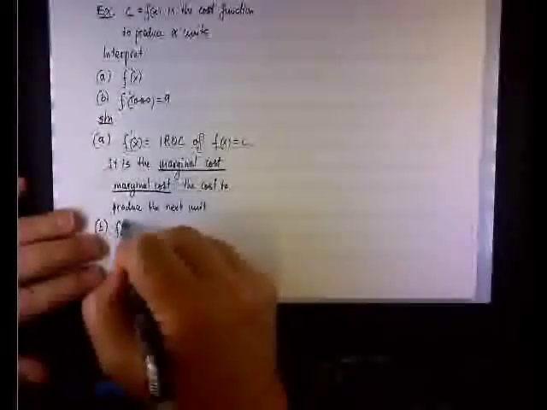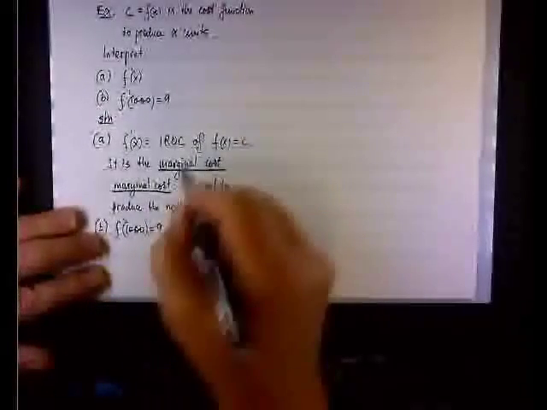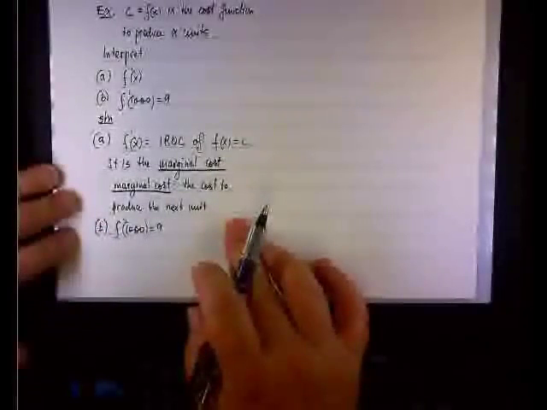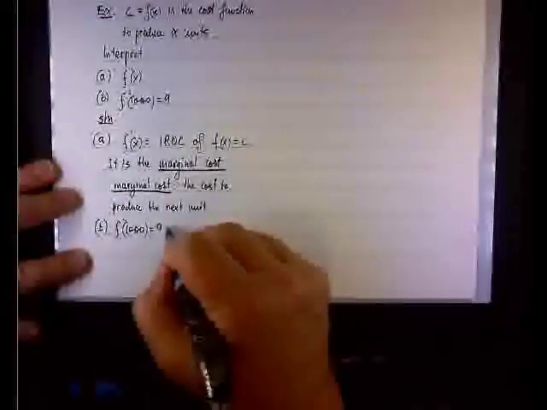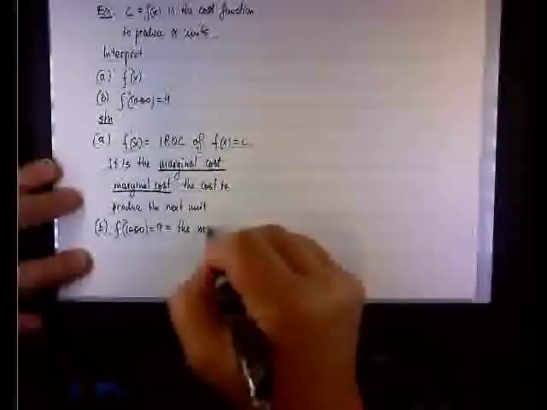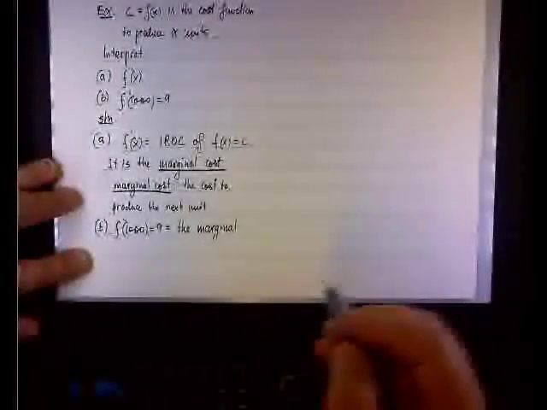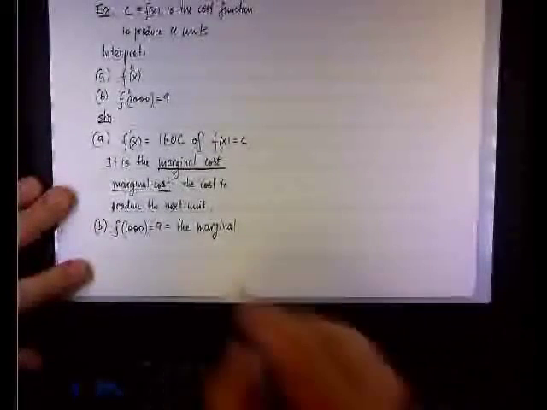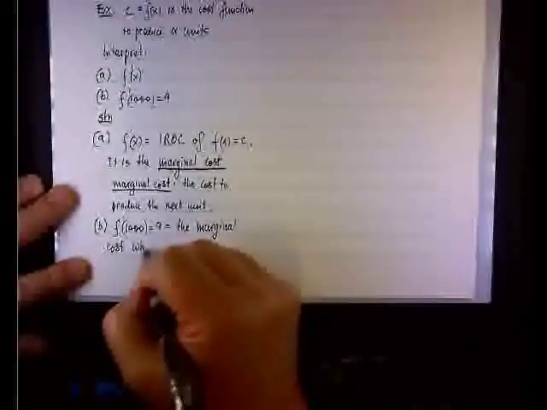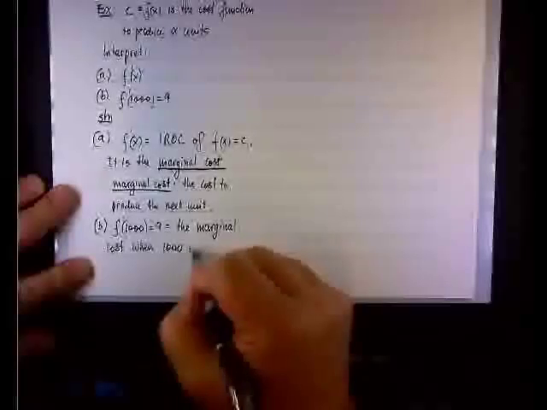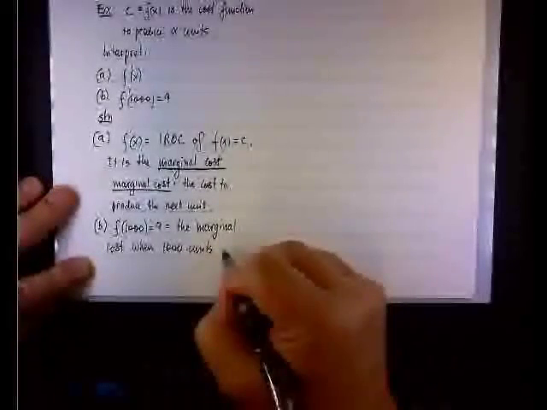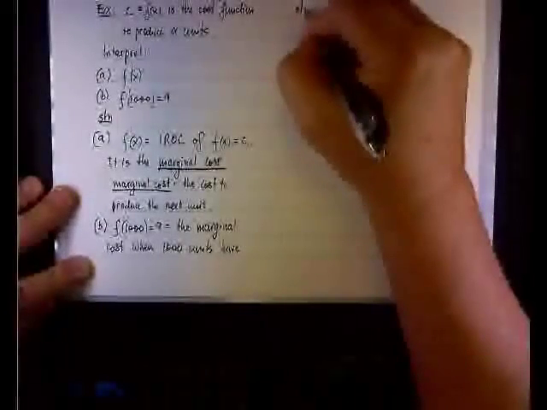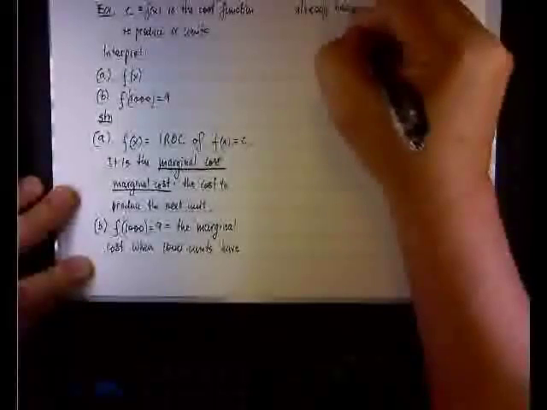And now we can go and do part B. So what is part B? How do we interpret f prime of 1000 equals 9? Remember, in light of what we defined above about the marginal cost, it will be the marginal cost when 1000 units have been produced. Let's say that they have already been produced, because we are looking at the cost to produce the next unit.